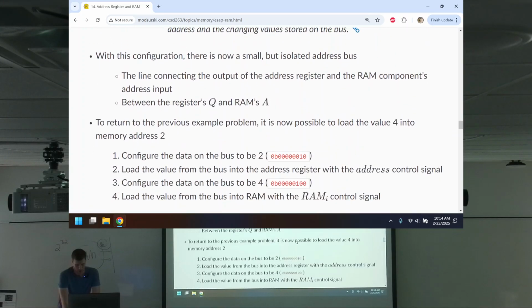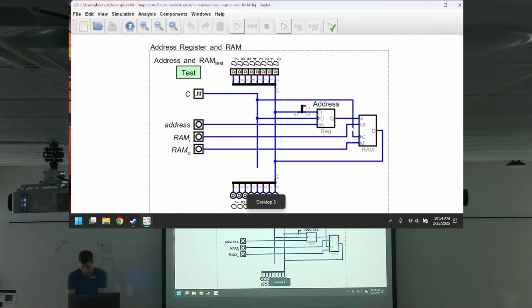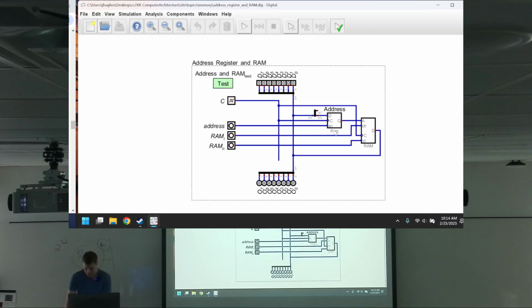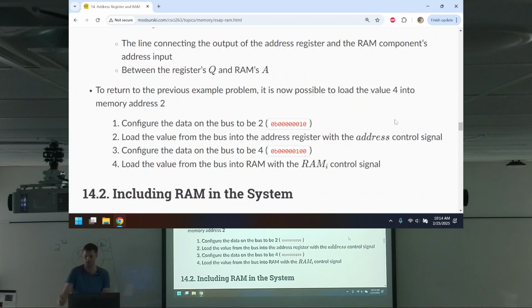Okay. So with this configuration, there's now a small but isolated address bus. So there is technically an address bus now. It's this, right? From the address register all the way down to RAM, which is the tiniest way, but it's there. To return to the previous example's problem, now it would be really easy to load the value 4 into address 2, right? We did 32 in address 2, but whatever.